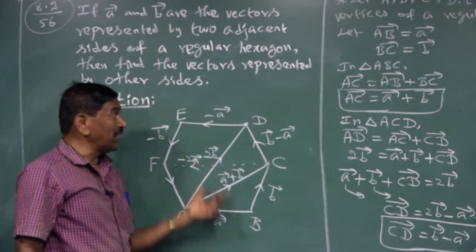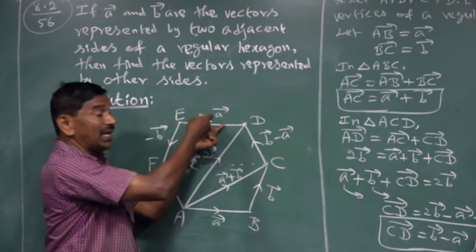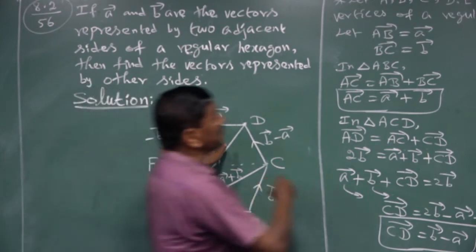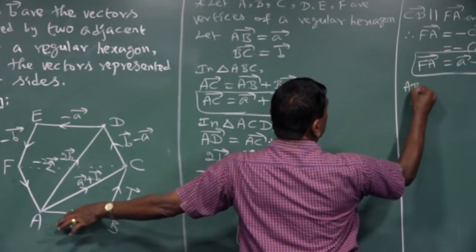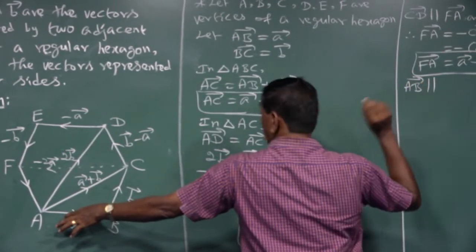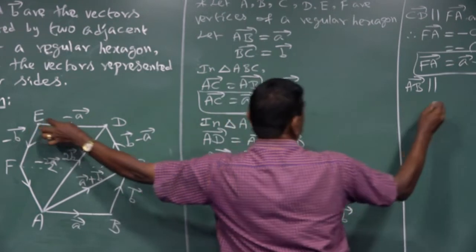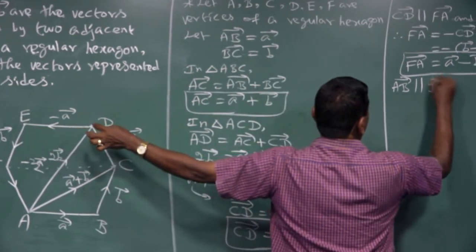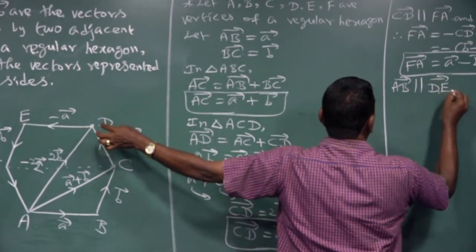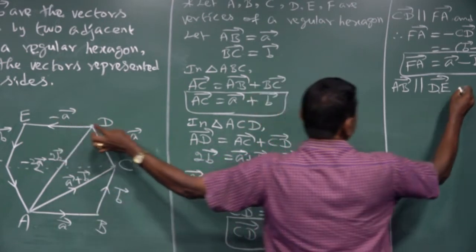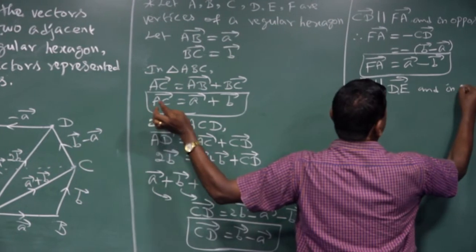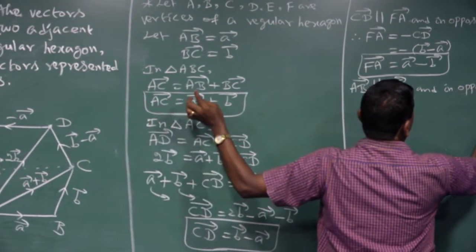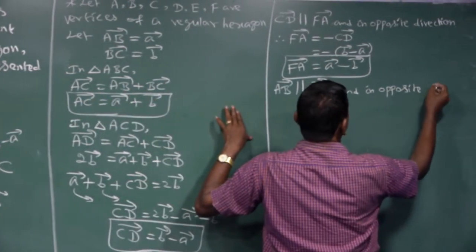Here, AB vector and DE vector are parallel but opposite in direction. See, AB vector is parallel to DE vector and opposite in direction.